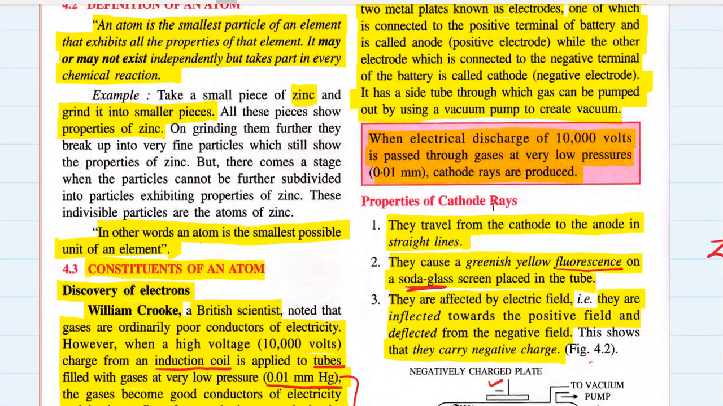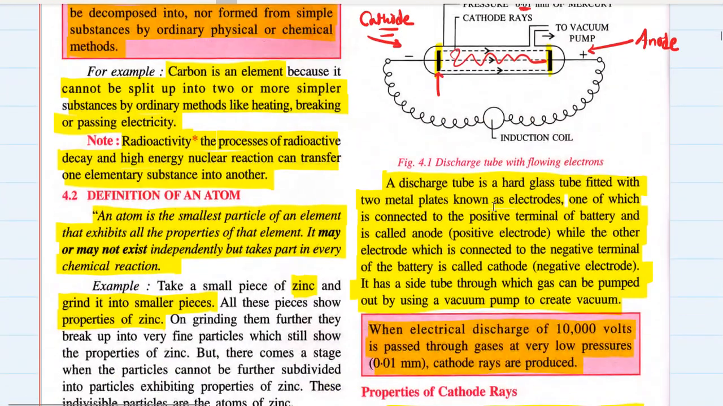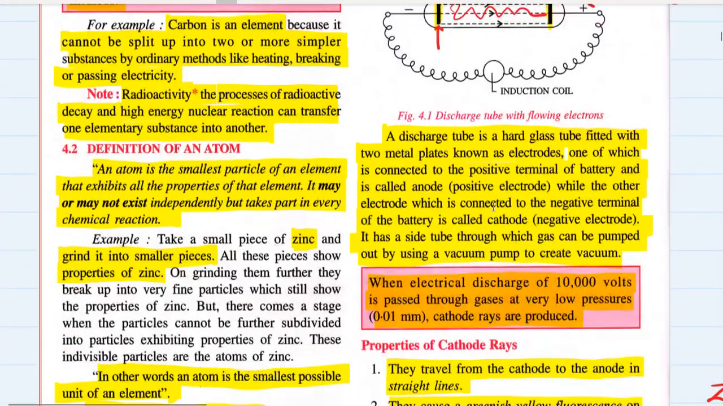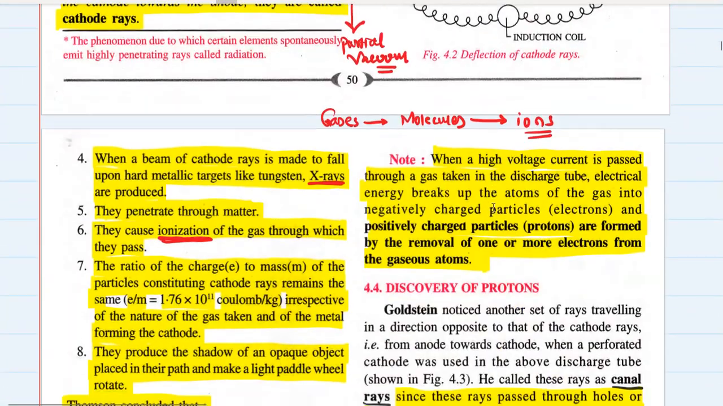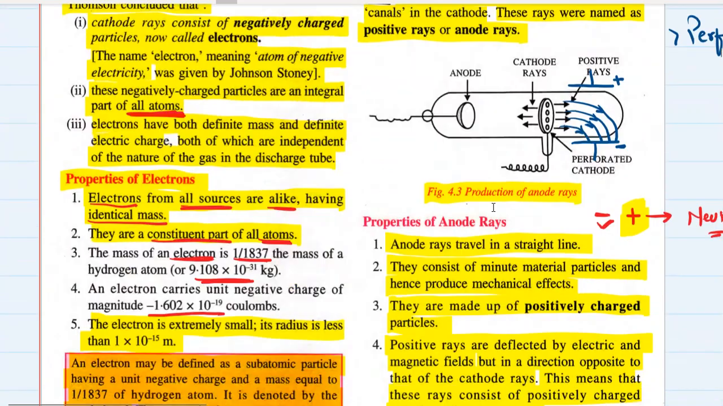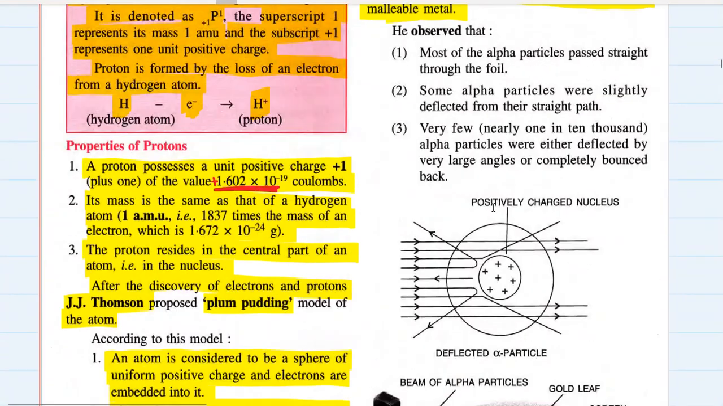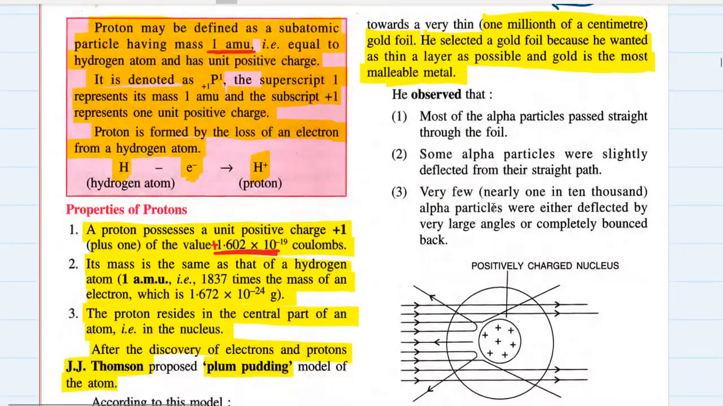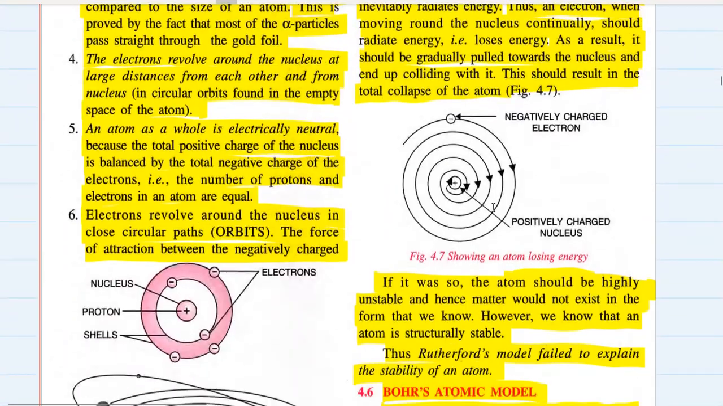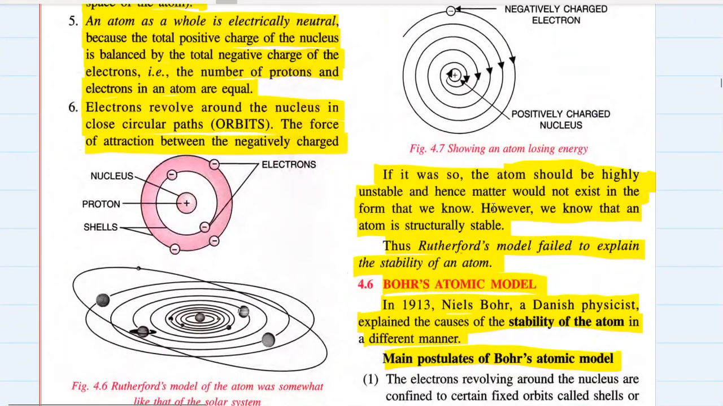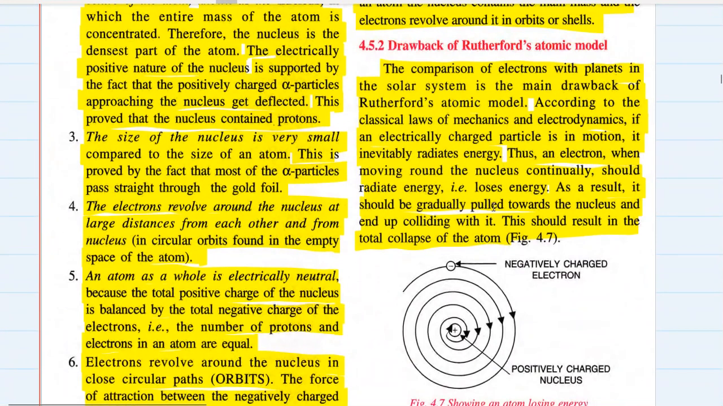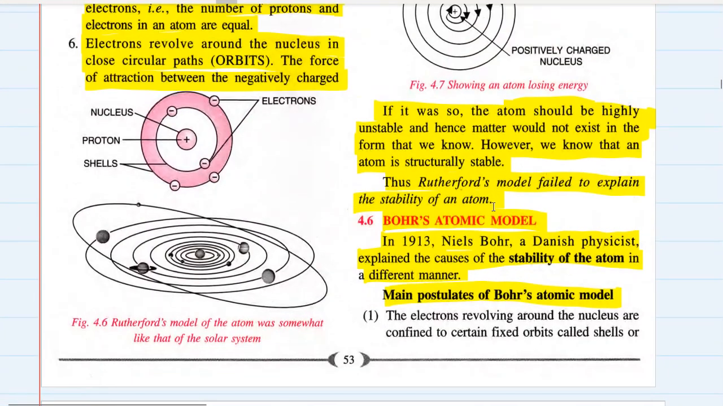For the first time, William Crookes saw that cathode rays could be created, and then J.J. Thomson went ahead and discovered electrons, and then there were cathode rays, and then there were anode rays, and protons were discovered. Then J.J. Thomson put forward a plum pudding model, and then Rutherford suggested no, that model is absolutely wrong, and suggested a model very similar to the solar system. He was very close to the truth, but still he could not explain the stability of the model. And then came Niels Bohr in 1913, who explained the stability of an atom.